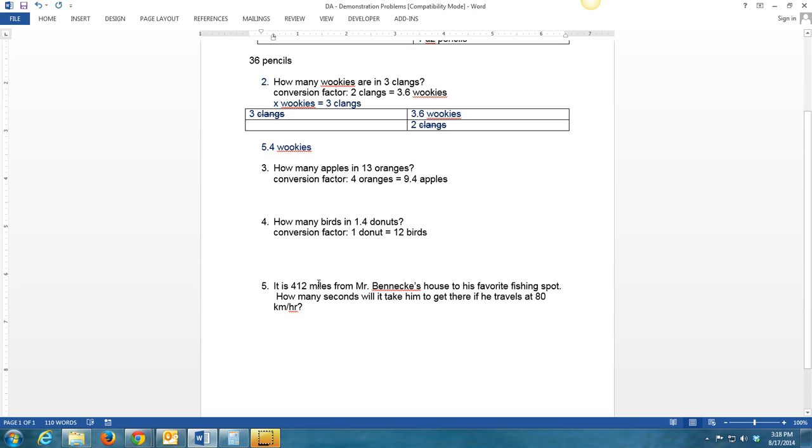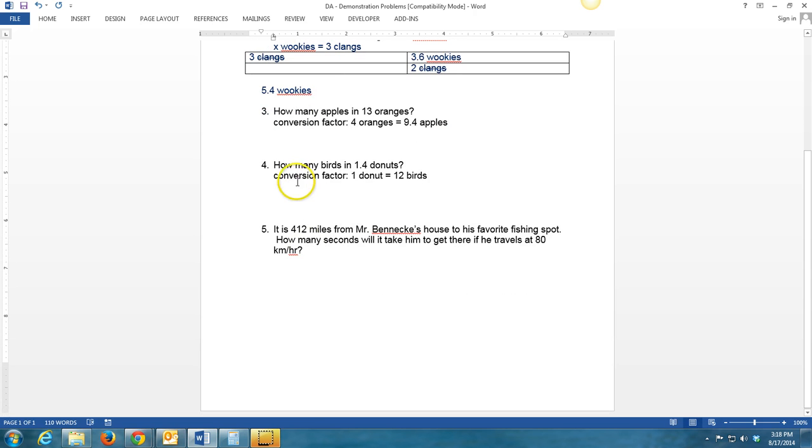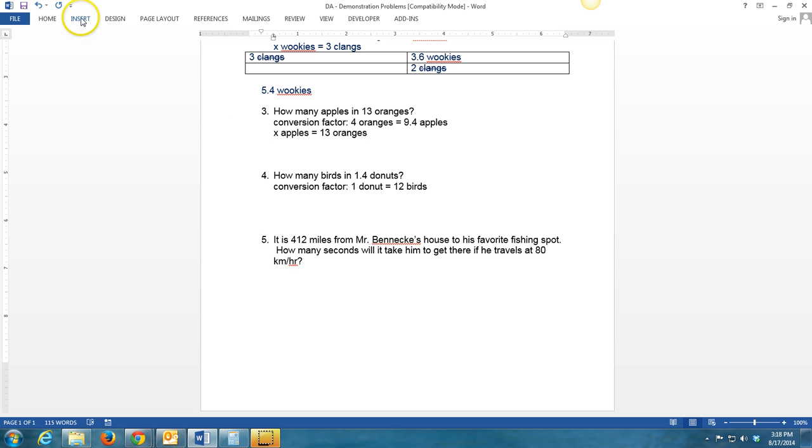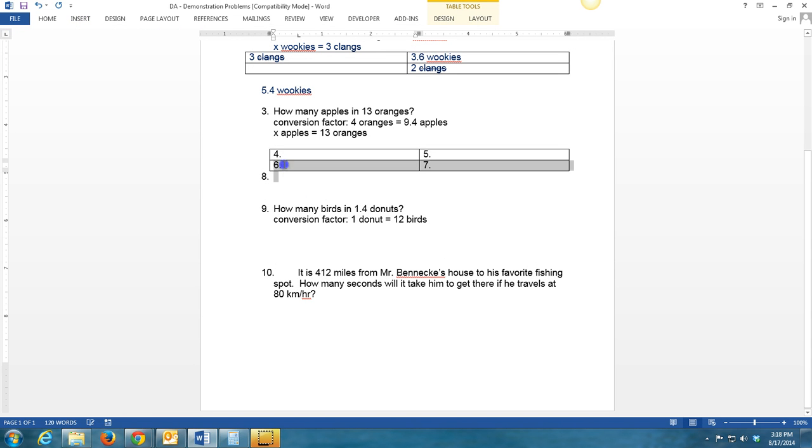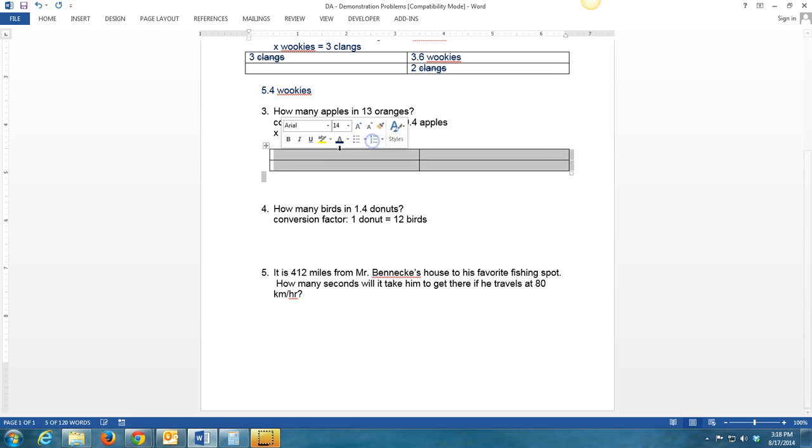All right, next one. How many apples in 13 oranges? I know you've always heard that you can't compare apples and oranges, but we've given you a conversion factor here. 4 oranges equal 9.4 apples. But the question we're asking is X apples equal 13 oranges. So I need to come down here and insert a table. Again, this is a simple one, so I know a 4-cell one will work.